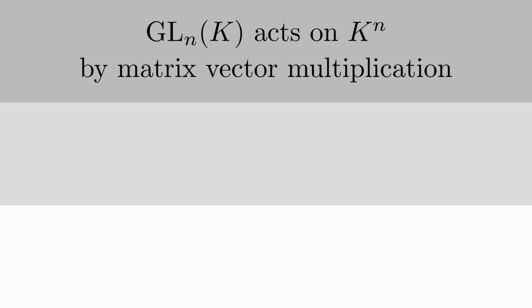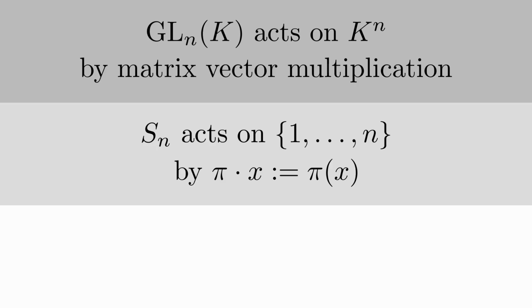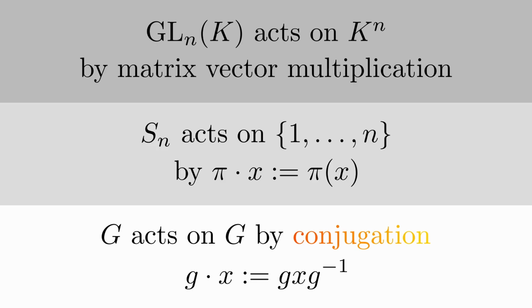Let's look at some examples of group actions. The general linear group acts on the set of n-dimensional vectors by matrix vector multiplication. The symmetric group acts on the set of integers from 1 to n, where we just plug x into the permutation pi. Any group acts on itself by conjugation, where the result of G acting on x is G times x times the inverse of G.